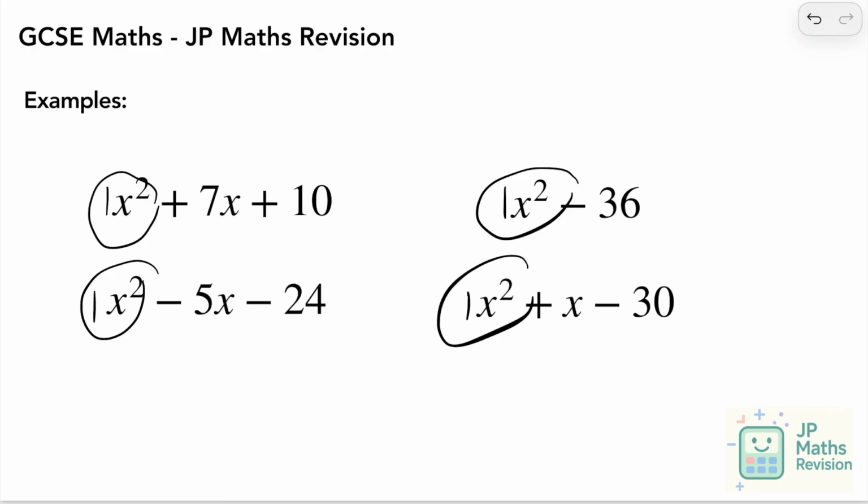Okay, so if we had something like 2x squared plus 5x minus 7, this is non-monic because the coefficient of x squared is a 2. And also if we have something like x to the power of 4 minus 7, this is not a quadratic because the highest power term isn't a squared term.